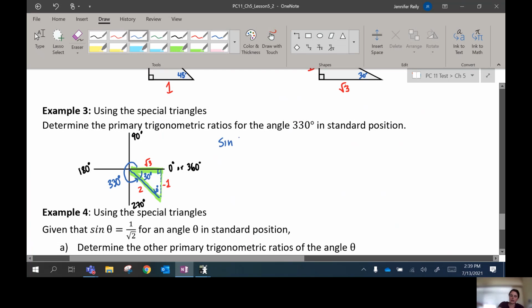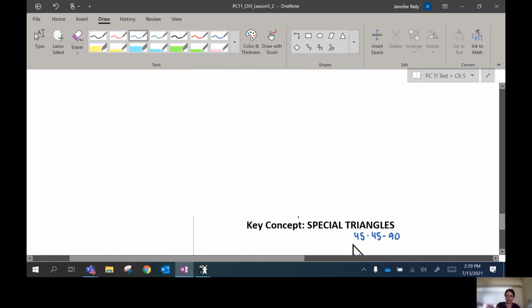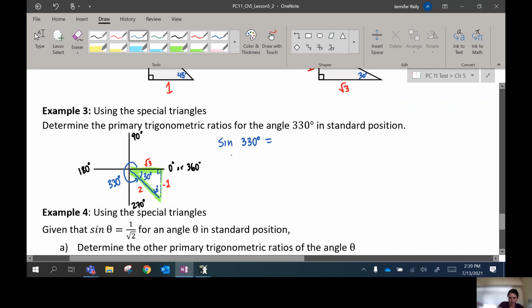Okay, so let's write our SOHCAHTOA. Instead of writing theta, we'll write sine of 330 degrees, cos of 330 degrees, and tan of 330 degrees. Sine will be opposite over hypotenuse, so -1 over 2. Cos will be adjacent over hypotenuse, so root 3 over 2, and tan is opposite over adjacent. There we go. So just from one of these angles, if it gives you a special triangle, you can write down the three primary trig ratios without knowing any other information.